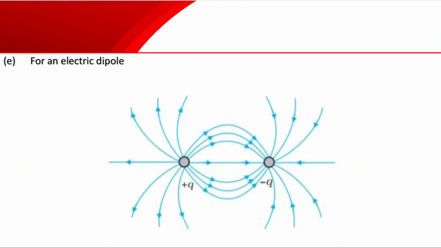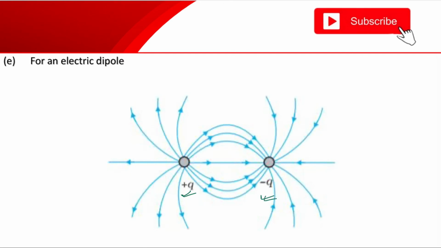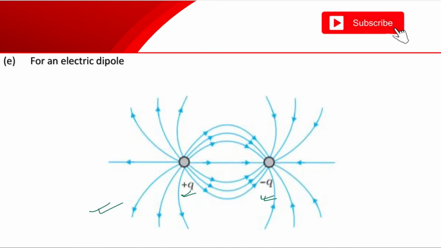Okay. The last one is for an electric dipole, that is already drawn. This is the plus Q charge, this is the minus Q charge, and so all the electric field lines will go away from the positive charge towards the negative charge, and at the negative charge all the electric field lines will come in, and here it has been drawn already.